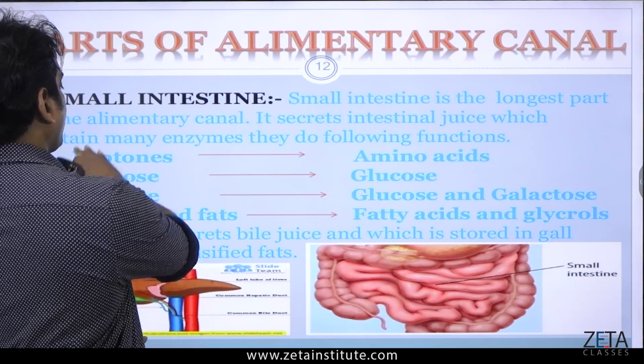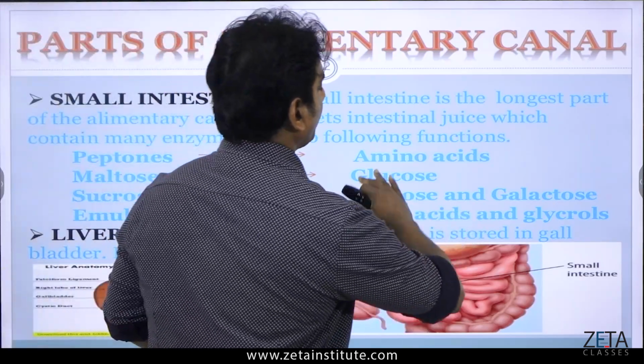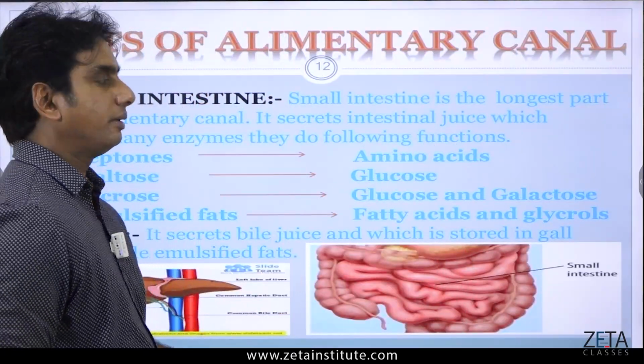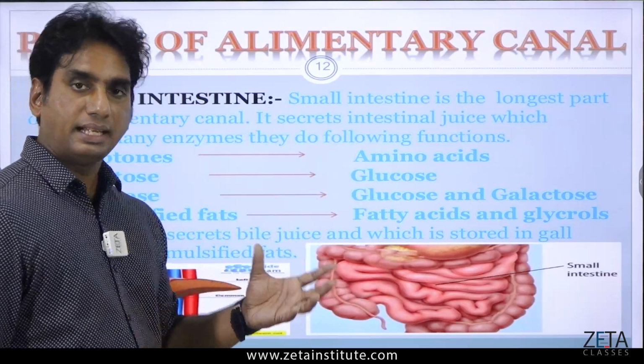So here whatever you see, they are the macromolecules, the bigger molecules. And here whatever you see, amino acids, glucose and all, they are the minor molecules or micromolecules. Our target is to convert the complex molecule into simpler ones. That is called digestion.